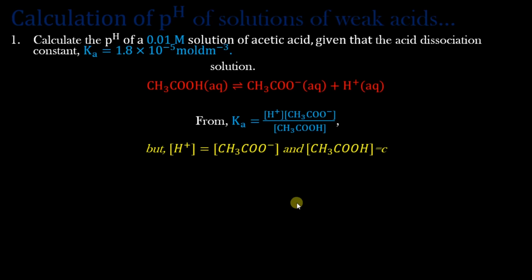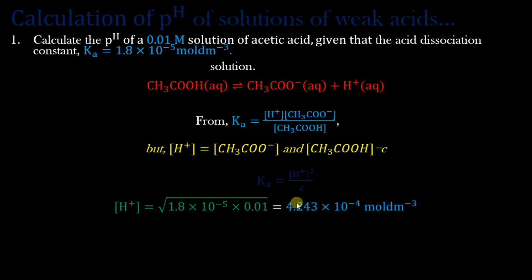So when we substitute that in the Ka expression, Ka is given by the molar concentration of hydrogen ion squared divided by the initial concentration. Then the molar concentration of hydrogen ions is going to be the root of Ka times C, which when we substitute, we obtain the root of 1.8 exponent negative 5 times 0.01, giving us the molar concentration of hydrogen ions as 4.243 exponent negative 4 moles per decimeter cubed.